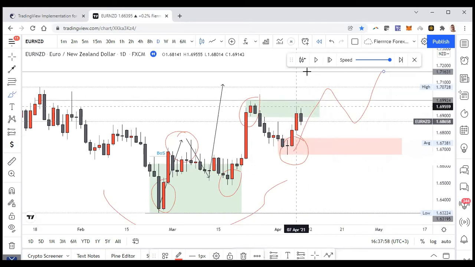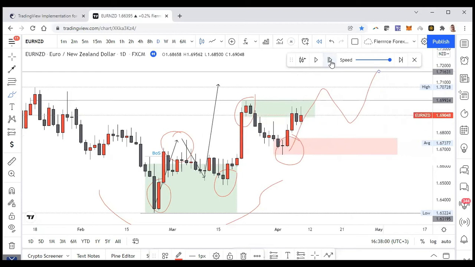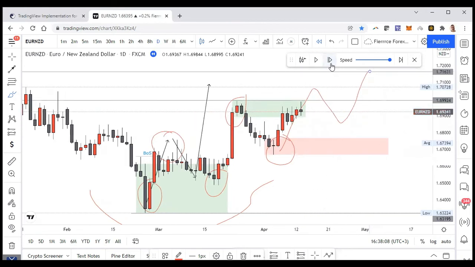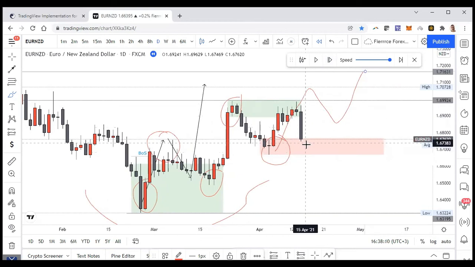So we're in the supply zone. What happens next? We are seeing the rejection off of the supply zone, okay? Do we continue rejecting? We then continue to push up. And then finally the rejection.